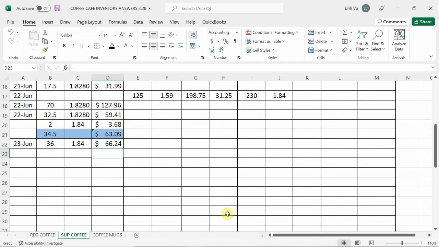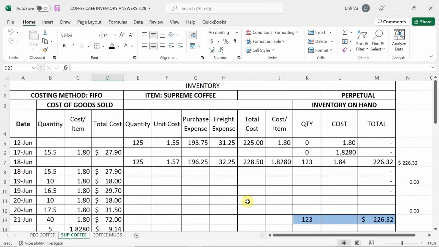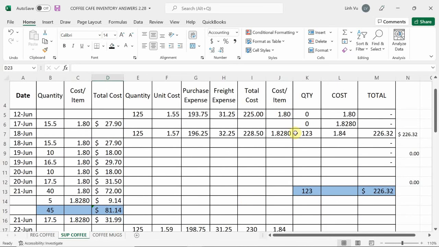$66.24. Okay, so let's go ahead and update our inventory. So I no longer have 123 pounds. I just sold 36 of them. So I should have a grand total of 87. You should have 87 pounds left, which should yield you 160.08. Okay, let's double confirm that first.